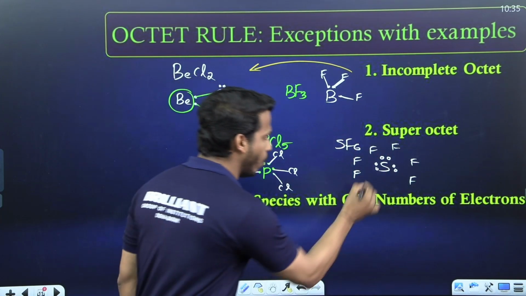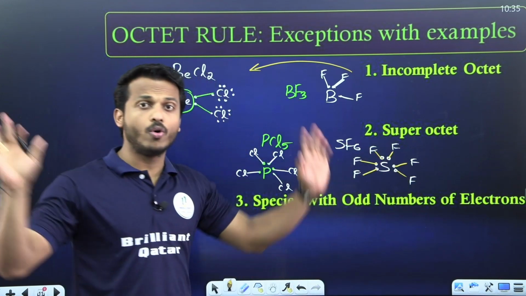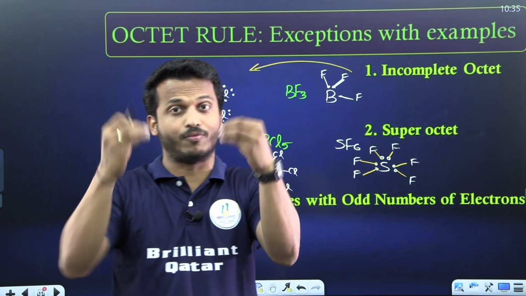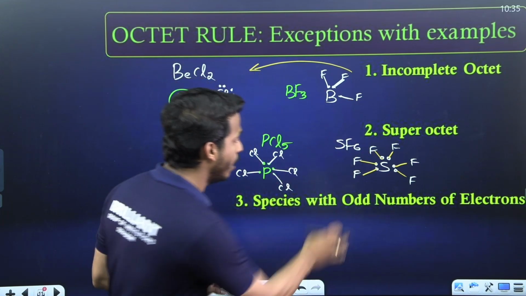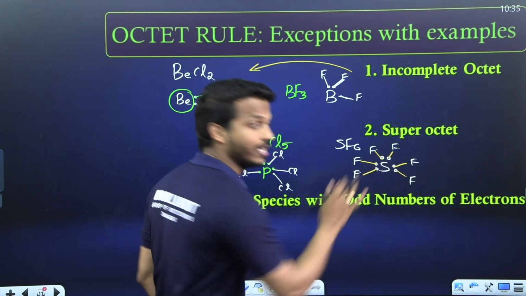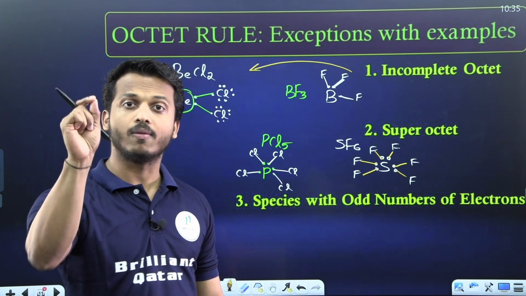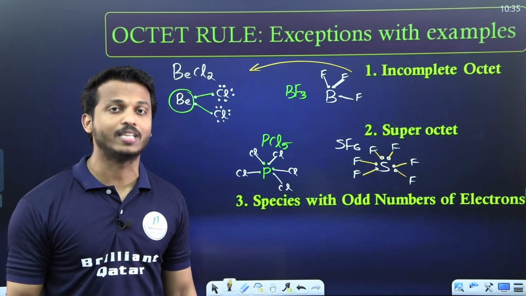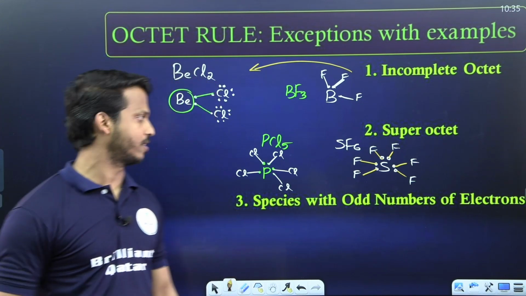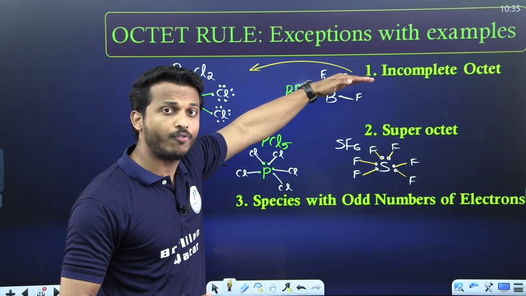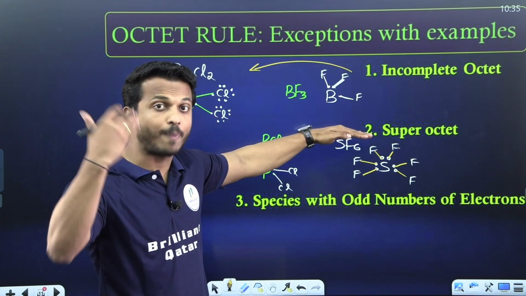Each fluorine needs 1 electron to complete its octet. Okay, let them take it from sulfur. So fluorine is ready, it has already completed its octet. But what about sulfur? Sulfur has 1, 2, 3, 4, 5, 6 bonds. 6 bonds is equal to how many electrons? 12 electrons. Is it more than 8? Yes, it's called a super octet or expanded octet.